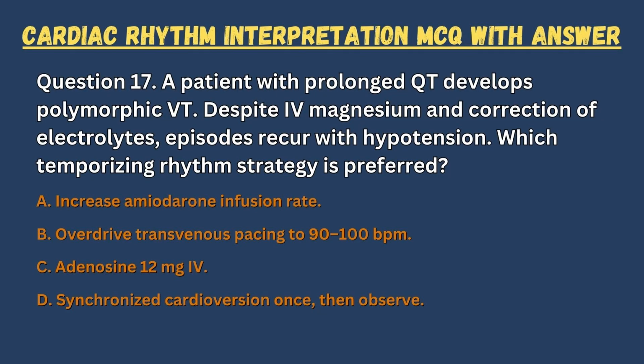Question 17. A patient with prolonged QT develops polymorphic VT. Despite IV magnesium and correction of electrolytes, episodes recur with hypotension. Which temporizing rhythm strategy is preferred? A. Increase amiodarone infusion rate. B. Overdrive transvenous pacing to 90 to 100 BPM. C. Adenosine 12 milligrams IV. D. Synchronized cardioversion once, then observe.